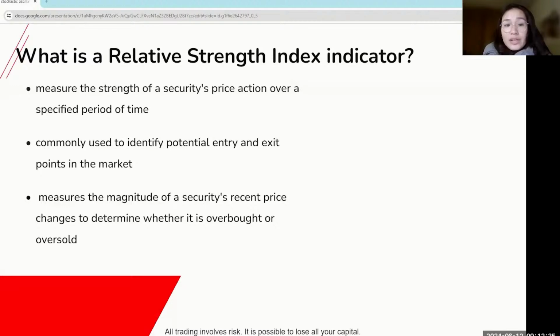So what is RSI? It's basically a measure of the strength of the price action over a specified period of time. It's commonly used to identify potential entry and exit points in the market. Your RSI also measures the magnitude of a security's recent price changes to determine whether it's overbought or oversold.